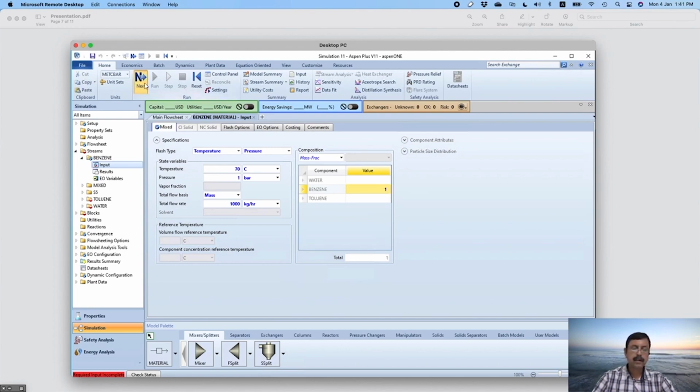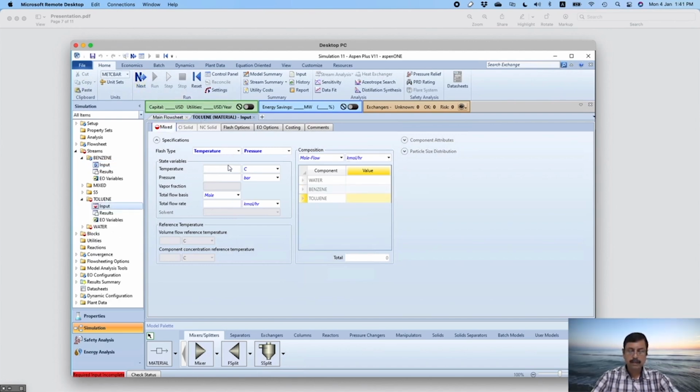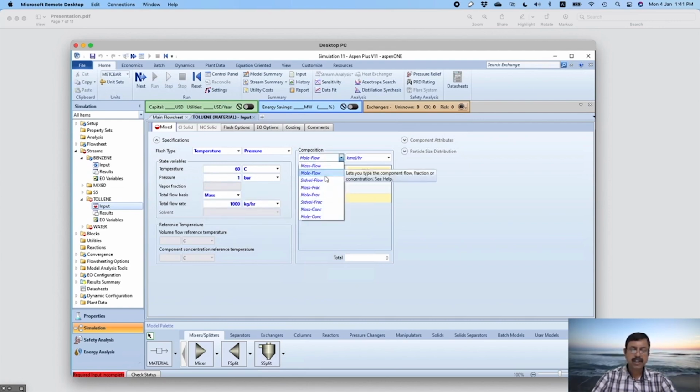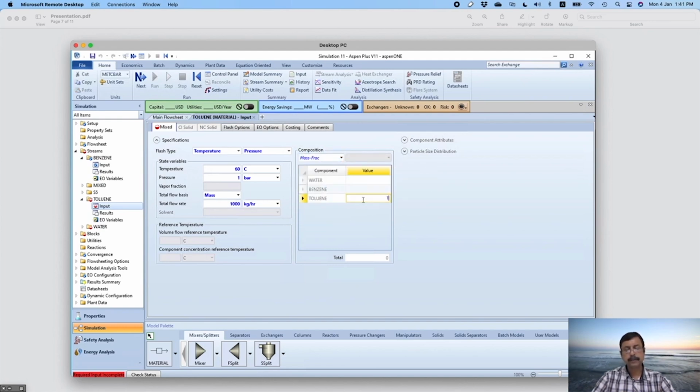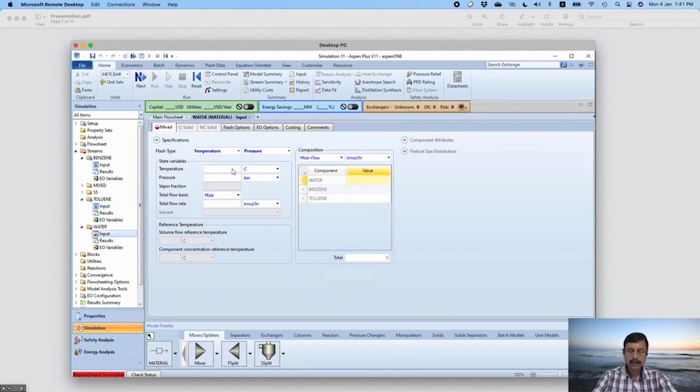Go to next, asking for toluene. Temperature 60, pressure 1 bar, mass flow rate 1000 kg per hour, mass fraction 1. Next is water. The temperature is 80 degrees centigrade. So 1 bar pressure, mass flow rate 1000 kg, mass fraction 1.